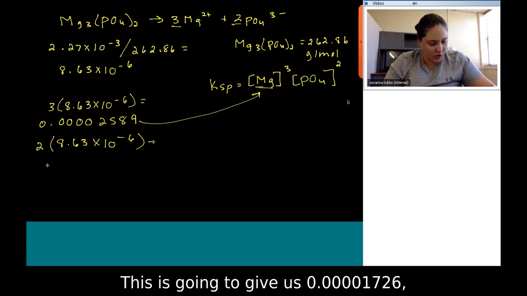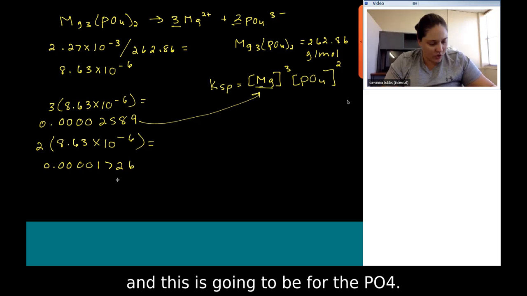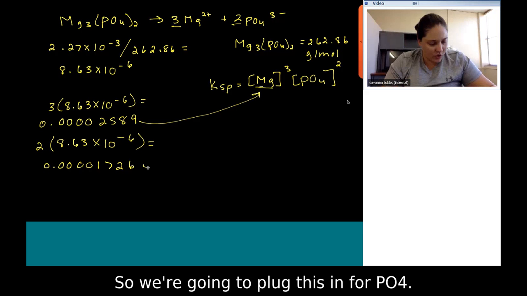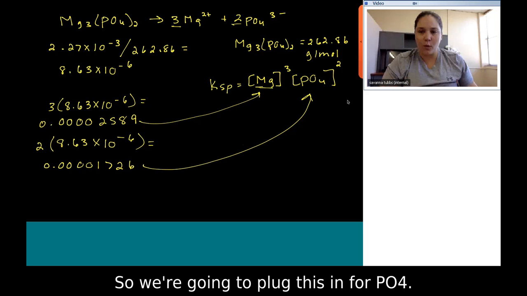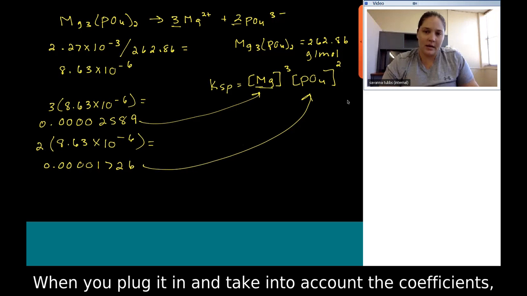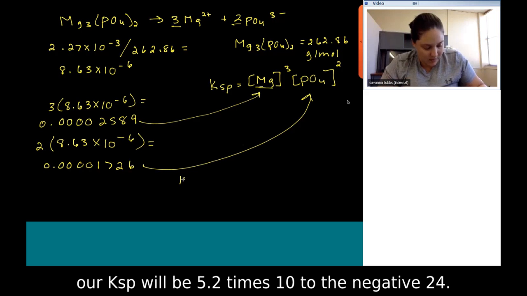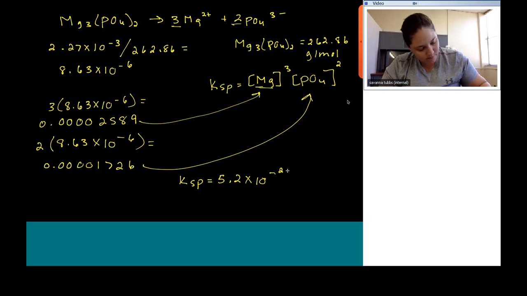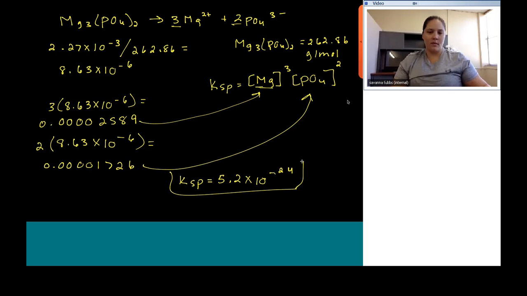This is going to give us 0.0000176. And this is going to be for the PO4. So we're going to plug this in for PO4. When you plug it in and take into account the coefficients, our KSP will be 5.2 times 10 to the negative 24. There we go.